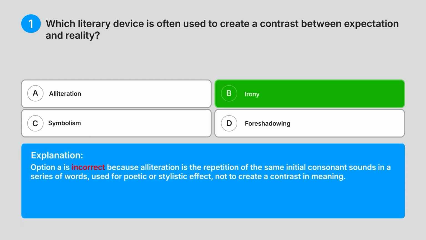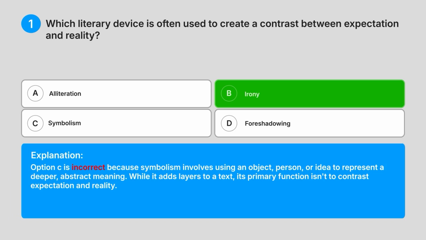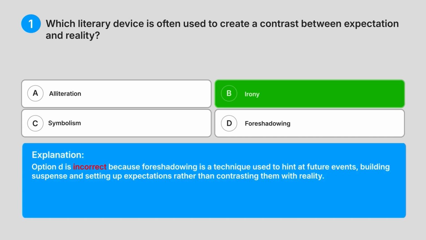Option A is incorrect because alliteration is the repetition of the same initial consonant sounds in a series of words, used for poetic or stylistic effect, not to create a contrast in meaning. Option C is incorrect because symbolism involves using an object, person, or idea to represent a deeper, abstract meaning. While it adds layers to a text, its primary function isn't to contrast expectation and reality. Option D is incorrect because foreshadowing is a technique used to hint at future events, building suspense and setting up expectations rather than contrasting them with reality.